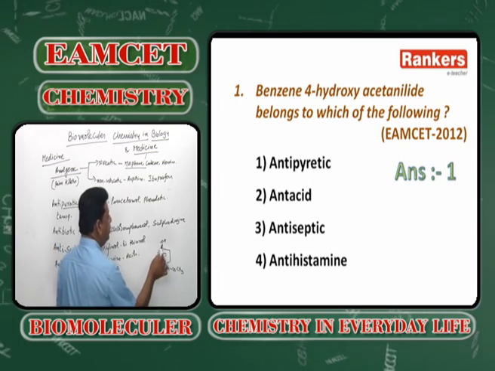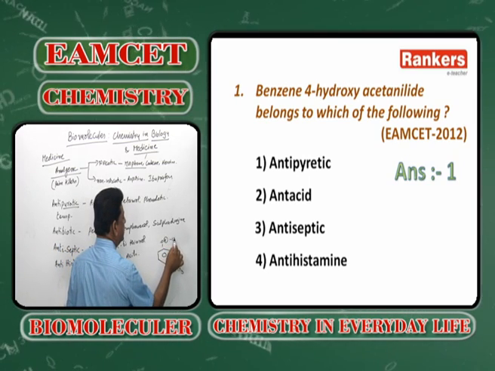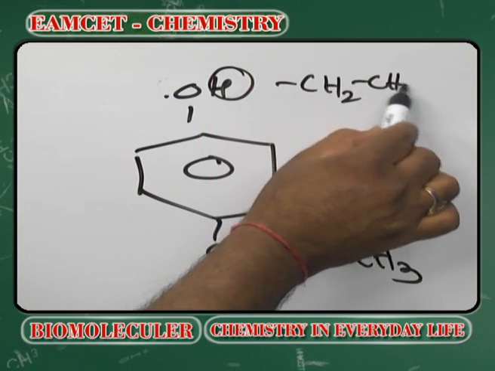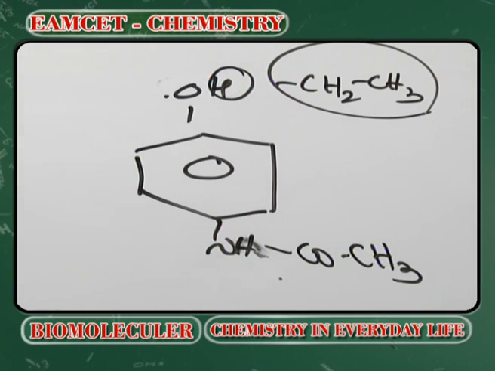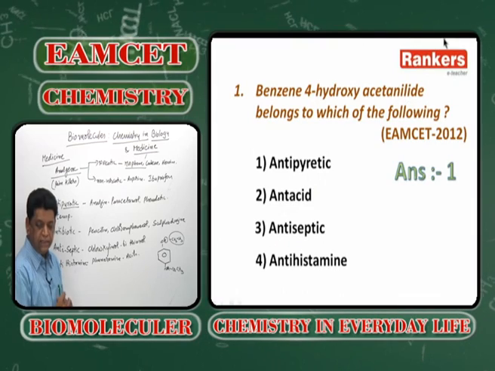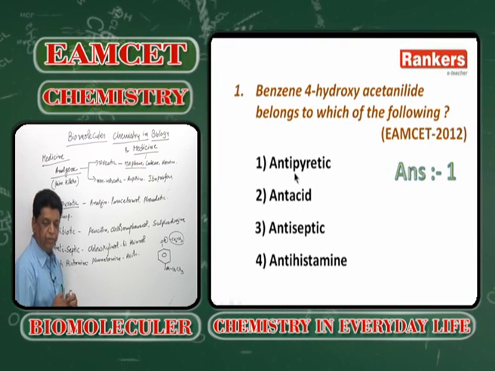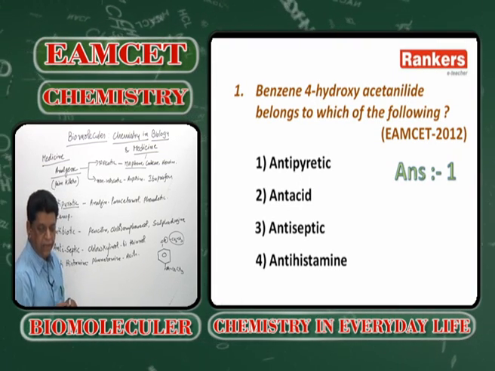If the hydrogen is replaced by a CH2CH3, it becomes an ether. Then it will become phenacetin. It is called phenacetin, also one of the examples. It was recently asked in 2012, antipyretic. Next.